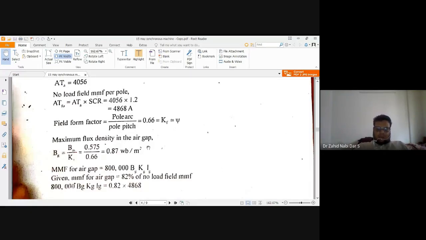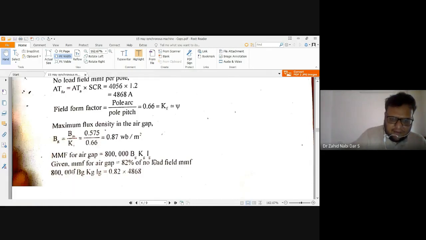Now one important thing is the MMF for air gap. This formula we have seen is around 79,000. Yesterday in that book it was written. You can take 79,000 or you can take 80,000, no problem. Okay, but accordingly you should get the answer. It is not necessary in a design problem that all of you should get the same answer. It depends upon what design parameter you have taken. Now for example here he has taken 80,000. This is your BG, this 0.87, kg and your LG.